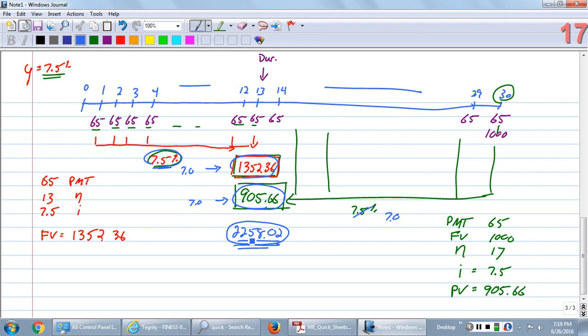If on the other hand, interest rates had not gone down but had gone up, maybe this went to 8%. Well, this number is going to be higher. But if it goes to 8%, this number is going to be lower. But it's still going to add up to 2,258.